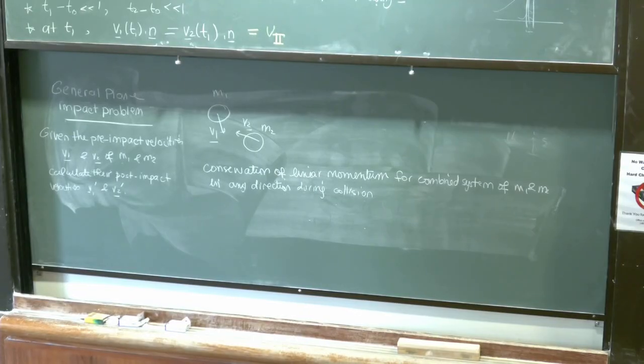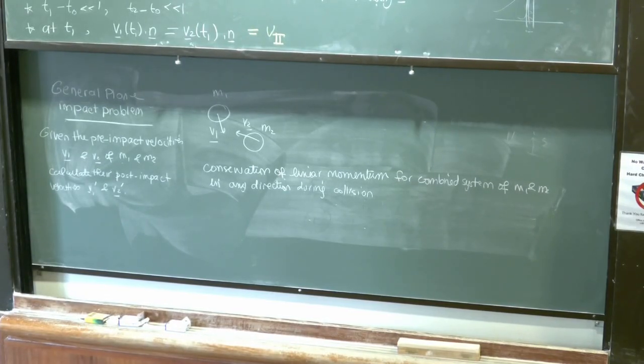Is this true? Do we have this conservation of linear momentum for the combined system of M1 and M2 during collision? Yes. Why? No. Why? What do we think? We defined it as elastic before, right? Hadn't we defined it as elastic and frictionless? Well, no, it's not elastic. The collision is not elastic. There is some coefficient of restitution between 0 and 1.